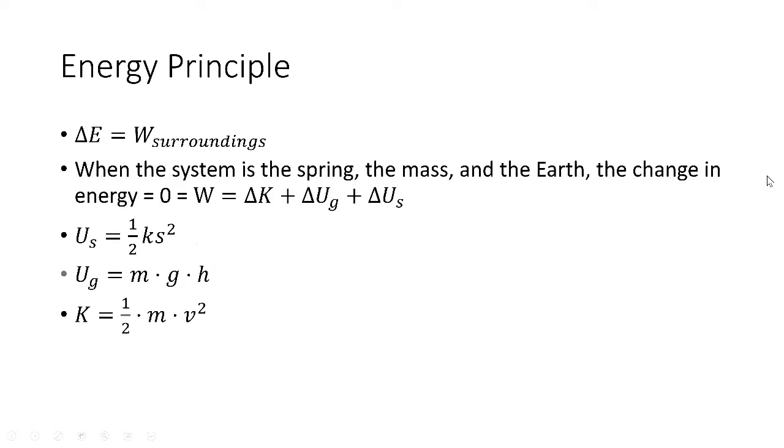To determine the changes in energies in the system, I use the energy principle, which relates change in total energy to the work done by the surroundings on the system. In this case, the system is the spring, mass, and earth, so the work is 0, which means the change in total energy is also 0. Here are the equations used for the kinetic energy, gravitational potential energy, and the spring potential energy, which are included in the total energy.